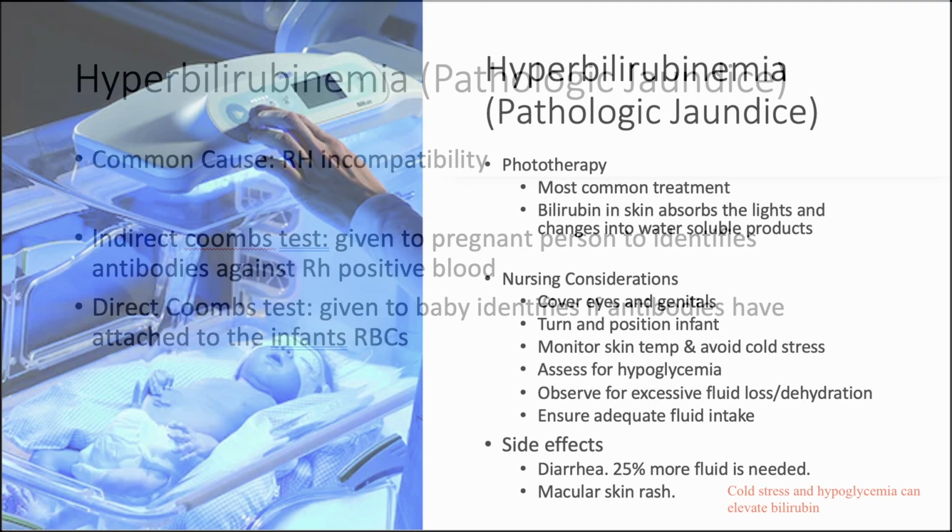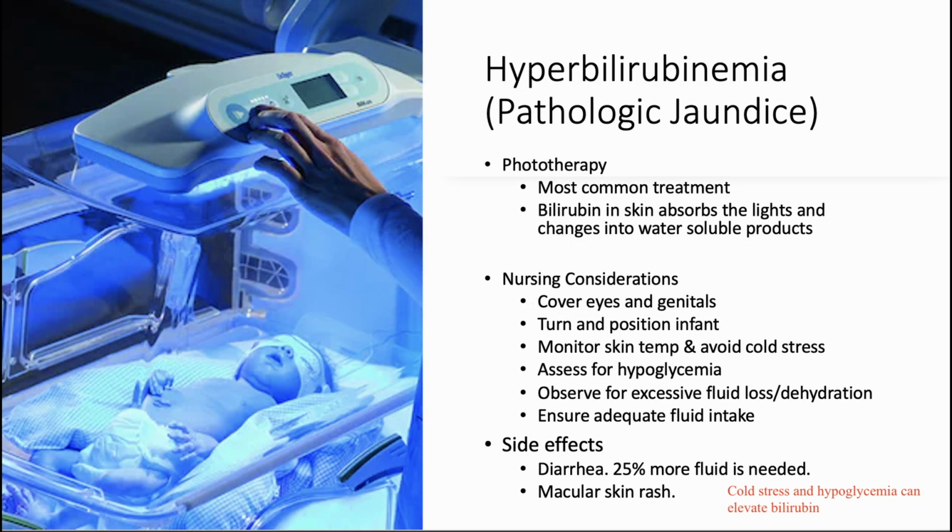So what are we going to do? Our phototherapy. With the physiologic jaundice, 10% of the babies are going to need that. With the non-physiologic jaundice, they're all going to get phototherapy. It's our most common treatment. The way that it works is the bilirubin in the skin gets absorbed by the light, changes it into something that is more soluble that the body can get rid of. When the baby is under the lights, we want to make sure that their eyes and genitals are covered. All other parts of their skin should be exposed, but the genitals and the eyes should be covered.